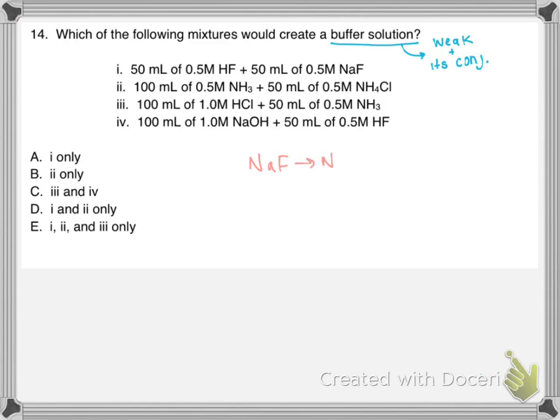Into Na+ and F-. Okay, so as we add these two things together, we have something weak, and we'll have its conjugate. So that will be a buffer. Okay, so we didn't have to work that hard for this one because we were just directly adding something weak and its conjugate.